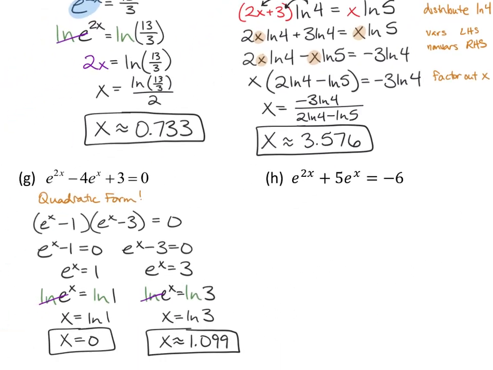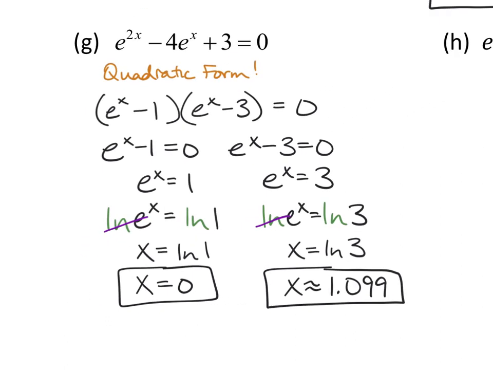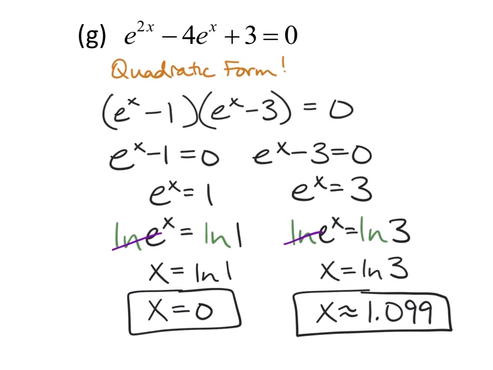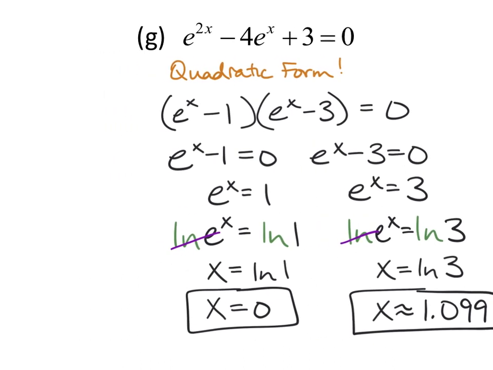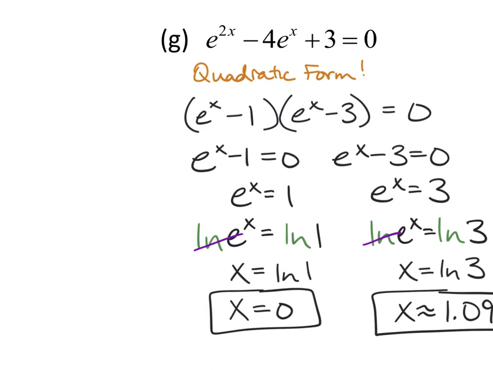Now the last three examples are all similar. They're what's called quadratic form solving. It's called quadratic form because it's actually written like a quadratic. So if I were to write this, instead of with an exponential, as x squared minus 4x plus 3, this would be very easy to factor and solve.